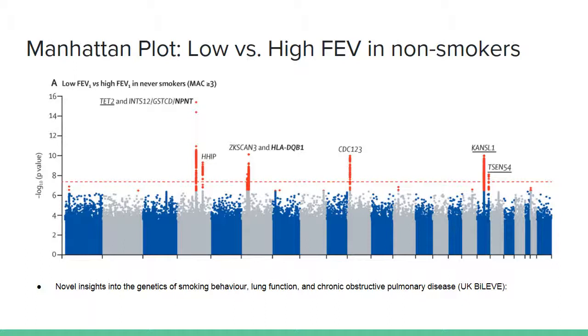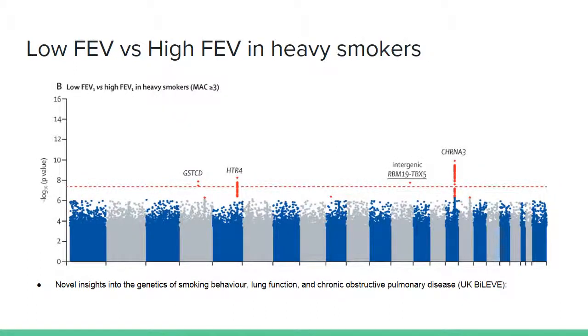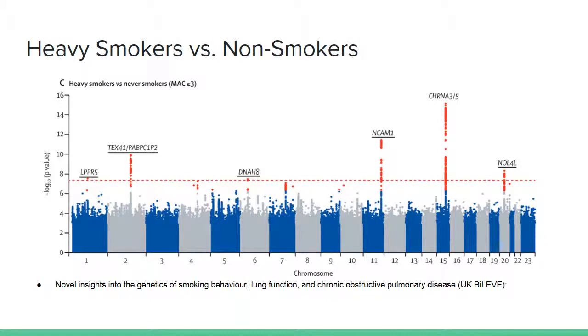Previous findings that are confirmed in this study are labeled in bold, while those underlined are new findings. This next plot compares genes that may explain why some smokers are able to live out their habits while others are not. And this final plot shows candidates for genes that indicate a higher propensity towards smoking.